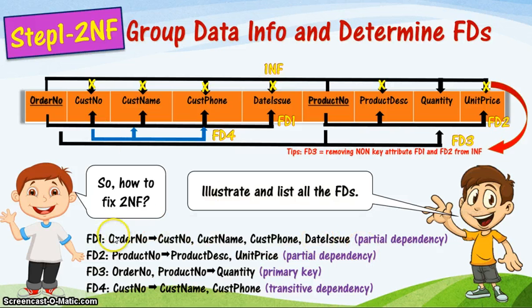The rest, on the left side, if the key is a part of the key, let's say order number or product number, we call it partial dependency. This is the entire key. This is a full functional dependency, or we call it a primary key. So you have to label the type of the FDs. This is very important. You know why? Because these are the steps that help you to create 2NF, complete 2NF and 3NF. Next.